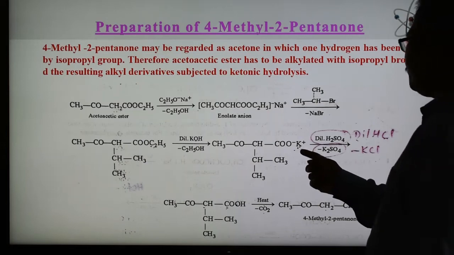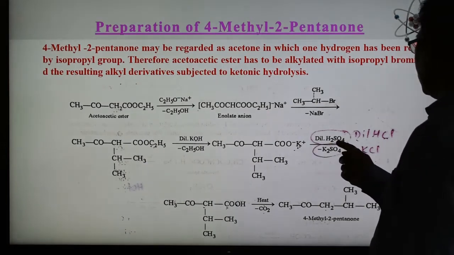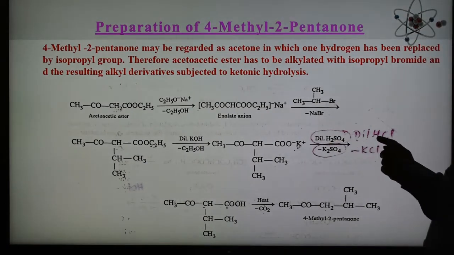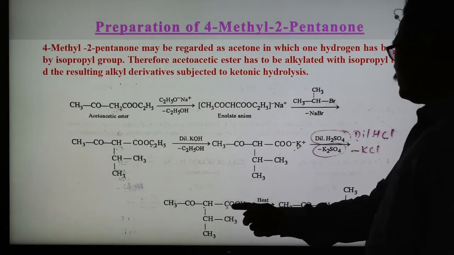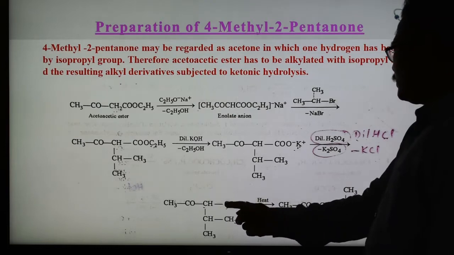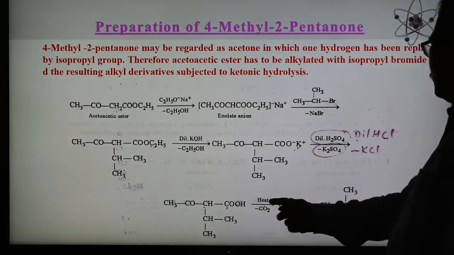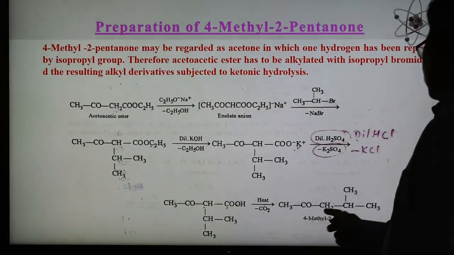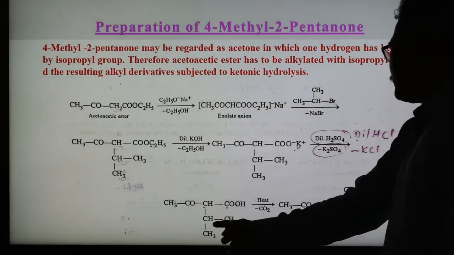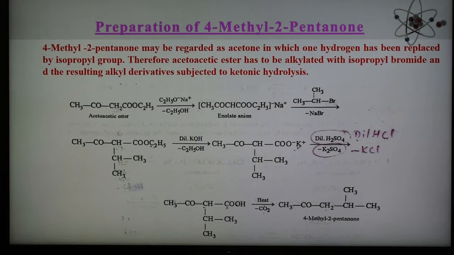Potassium is coming here. After that, acidification with H2SO4 or HCl converts the COOK group into COOH, and now there is a loss of CO2 after heating. Then we get this type of compound, CH3COCH2CH(CH3)2. In this way we get 4-methyl-2-pentanone.